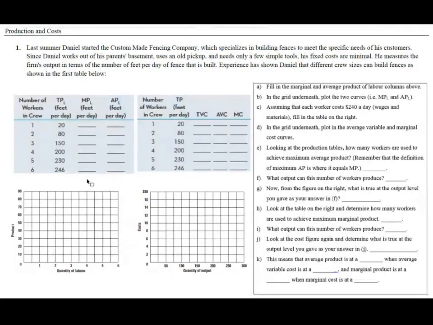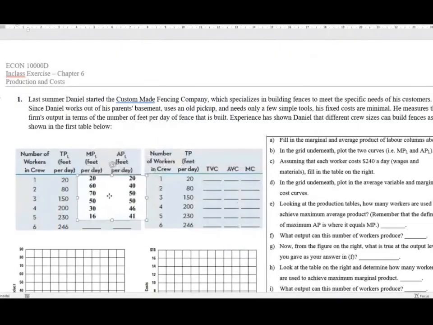Okay, so how do we calculate the marginal product? Well, someone tell me what the marginal product is of the first worker in the crew. Yep, good. So it'd be 20. What would be the marginal product of the second worker? Yeah, it would be 60. That's right. So it would be 80 minus 20 divided by 2 minus 1. Okay. And what's the average product of the third worker? It would be 50. Okay, so these are the numbers.